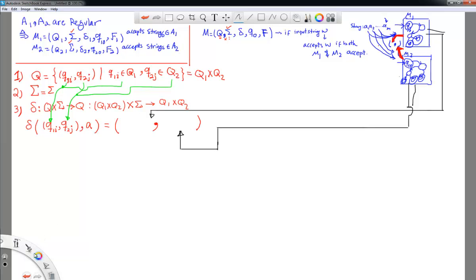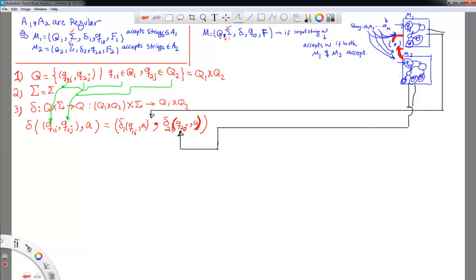So what does that mean? That means that the first state is where delta sub 1 takes me on q1i and a. And the second state is the state where delta sub 2 takes me if I were in q2j and I read a as the input symbol.